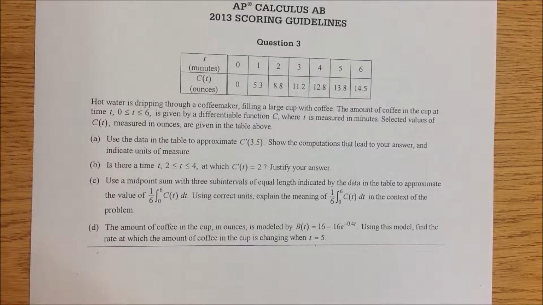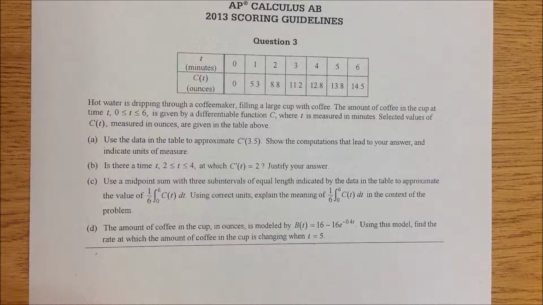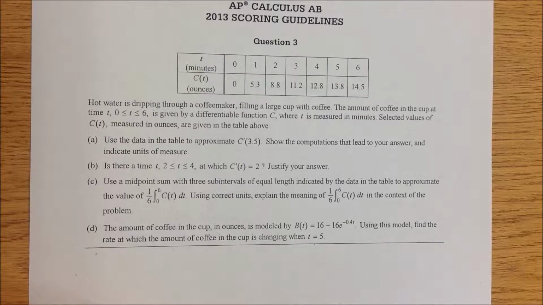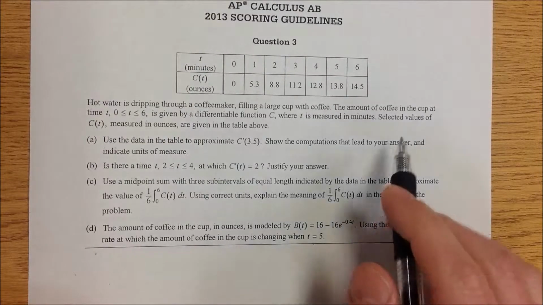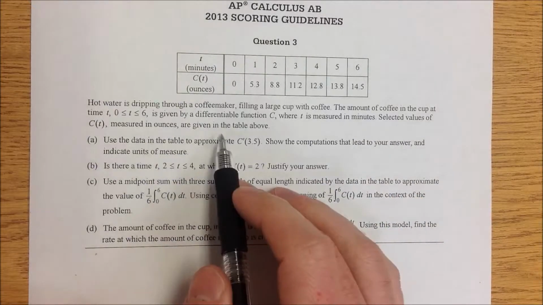2013, problem 3. Hot water dripping through a coffee maker, filling a large cup. The amount of coffee in the cup at time t is given by a differentiable function c, where t is measured in minutes. Selected values of c in ounces are given in the table.